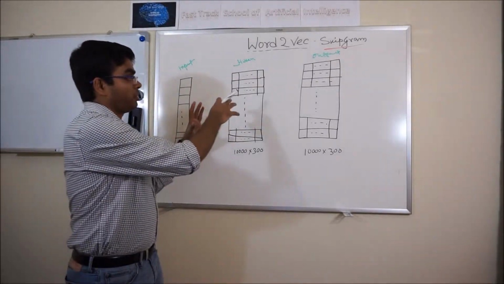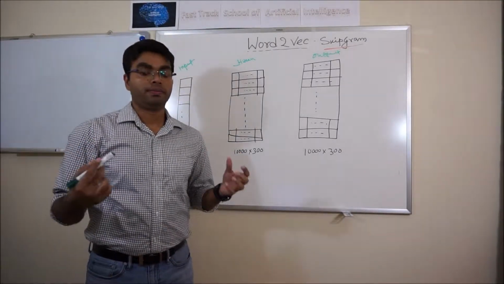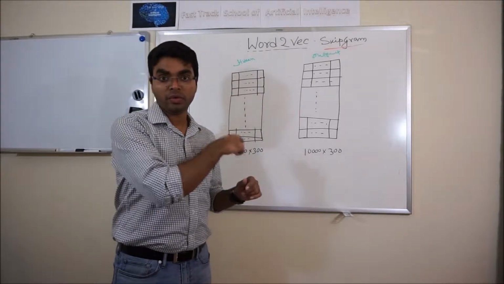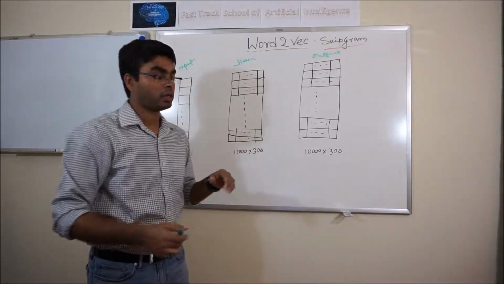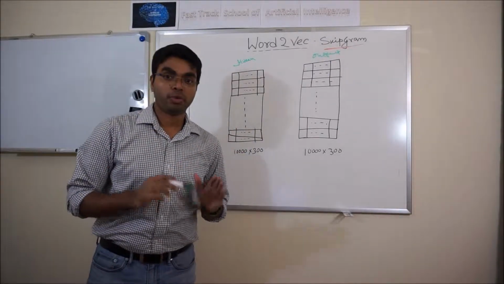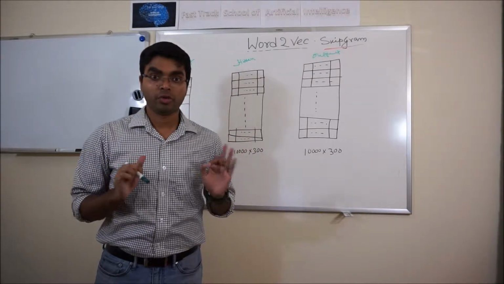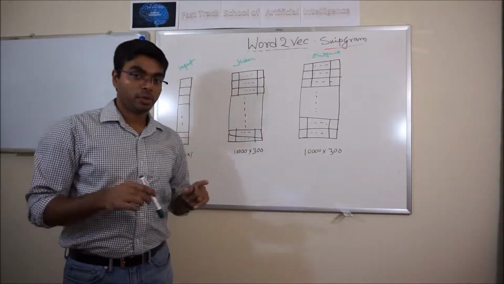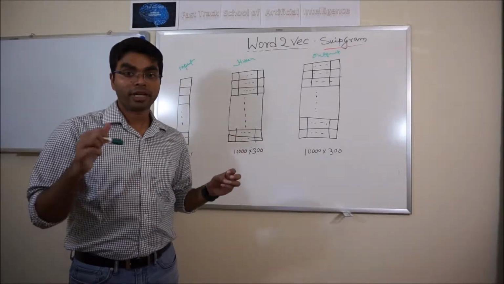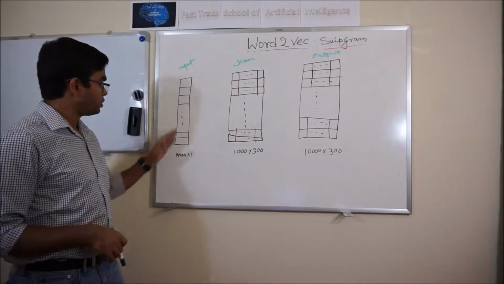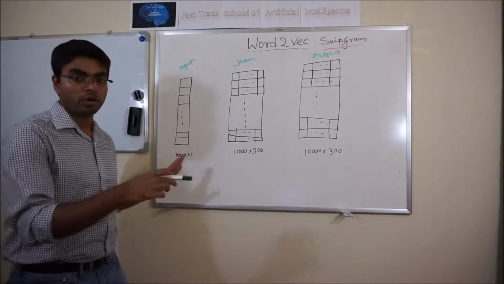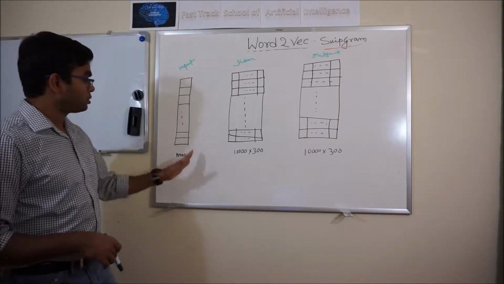Let's assume these are the weights for that neural network which we already discussed. So this is the input, and the size of the input is the size of our vocabulary we are choosing. In this particular example, we have taken the vocabulary size of 10,000. So the size of the input is 10,000 rows and one column.